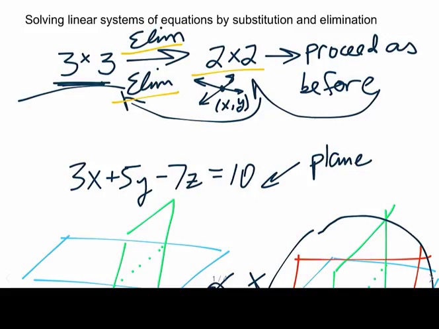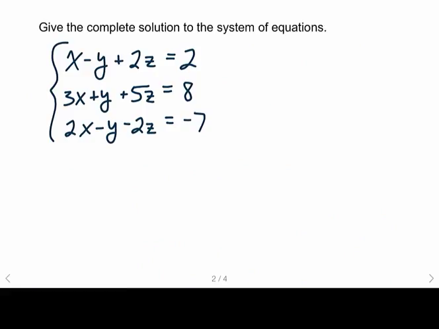Let's begin. Give the complete solution to the system of equations, and our system is x minus y plus 2z equals 2, 3x plus y plus 5z equals 8, 2x minus y minus 2z is equal to negative 7. I've got a couple of competing thoughts here. One is I could eliminate the x's if I multiply by appropriate constants and add equations together. Seems to me that's a little bit of work I don't want to do. I could eliminate the z's from the first and third equation, but then I'd have to multiply to eliminate it from the second equation. I'd rather not do that.